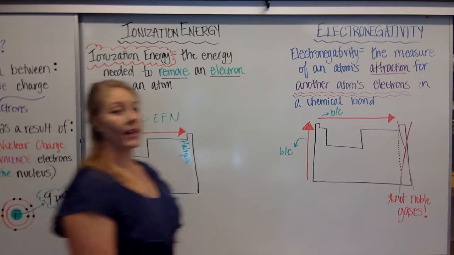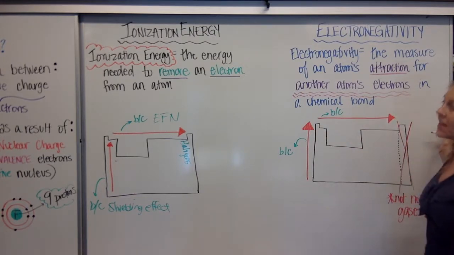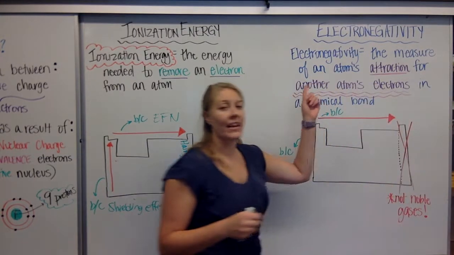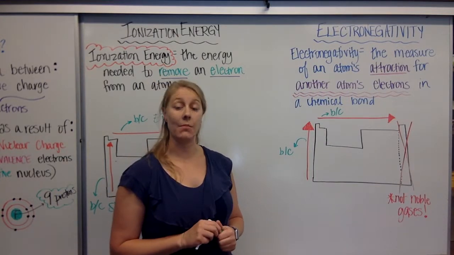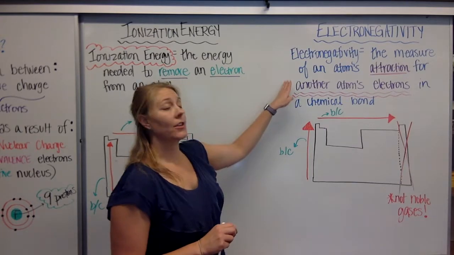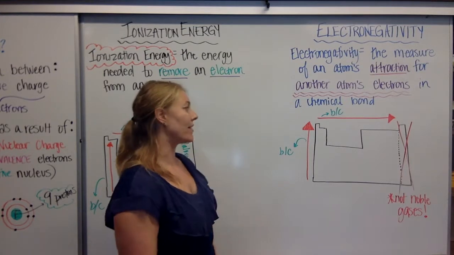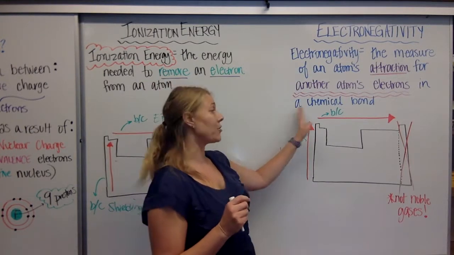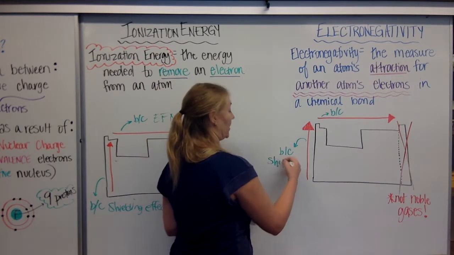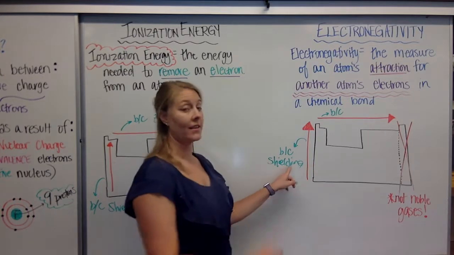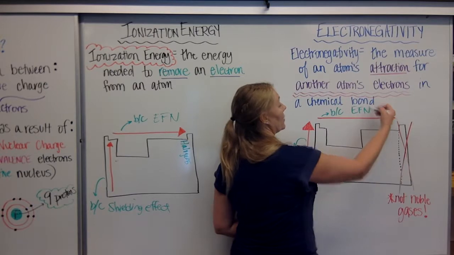Now the last trend we're looking at, electronegativity. This is kind of the opposite of ionization energy because this is the measure of an atom's attraction for another atom's electrons in a chemical bond. So, attraction for another atom's electrons, not its own, but how attracted it is to other electrons. Now, we also see the same exact trend, again, moving up the family because of shielding. That's the trend. This is the reason. Moving across, increasing across a period because of the effective nuclear charge, right?